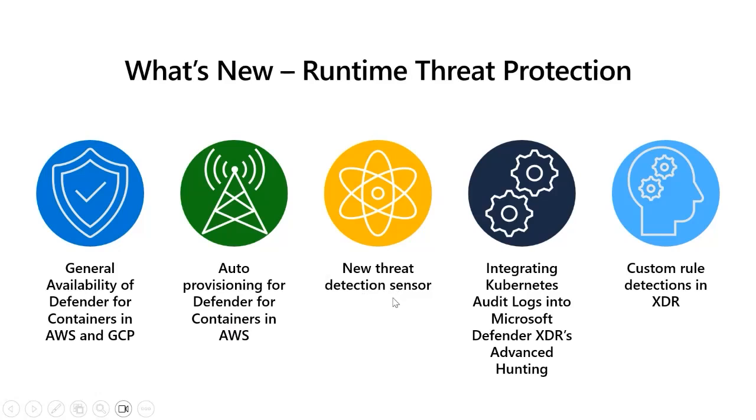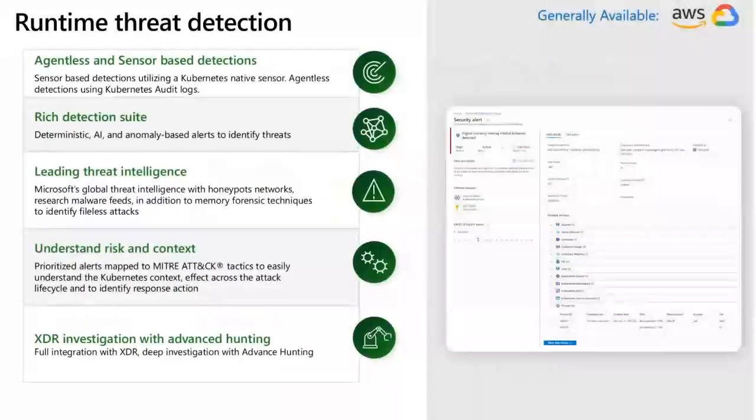Then we have announced the new threat detection sensor, which is an eBPF based threat detection sensor. Earlier, the Defender agent for containers was based on the Sysdig tool, but now it is based on the eBPF technology. I will discuss more about this sensor again. We also have the Kubernetes audit logs being integrated into the Microsoft XDR portal, and we can perform advanced hunting queries on the XDR portal for any threat detection. You can also configure custom rules within the XDR portal, configure alerts for detected rules, and configure response actions in response to those alerts. So let me walk you through each of these capabilities.